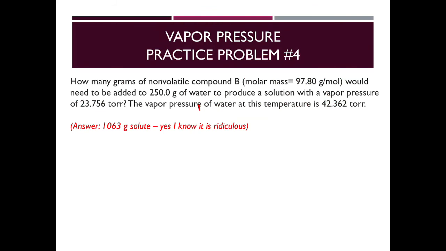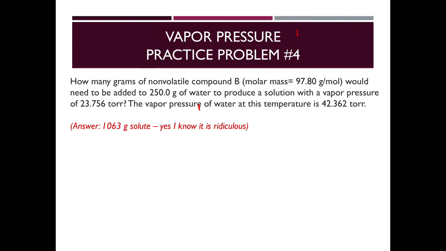This one, non-volatile compound B, has molar mass 97.80 grams per mole. How much of that would we need to add to 25 grams of water to produce a solution with a vapor pressure of that? And it gives you the vapor pressure of water. So we're kind of working backwards this time. If you'd like to try it out, go for it. Again, it's just kind of working backwards.